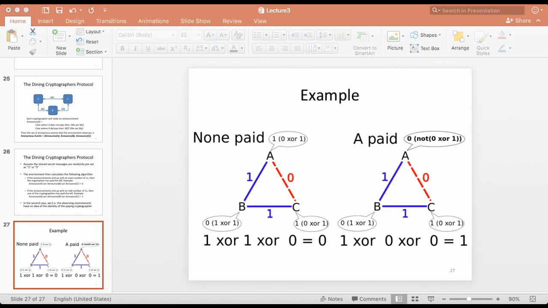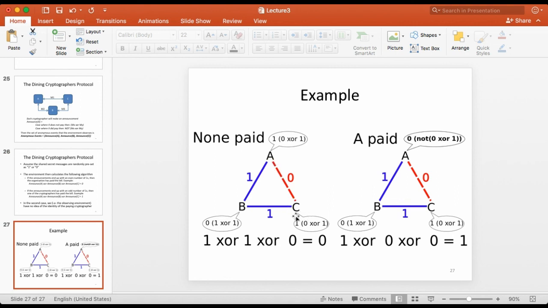So here is a concrete example, and in this case we have on the left hand side the three cryptographers, and they didn't pay. It was the organization who paid. So A shares the digit 1 with B, and 0 with C, whereas B shares again that number 1 with A, and number 1 with C, whereas C, of course, shares 0 with A and 1 with B.